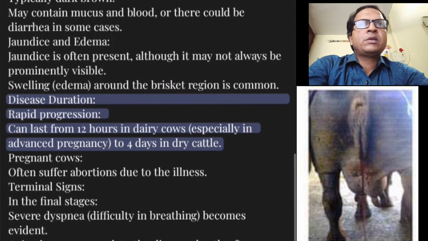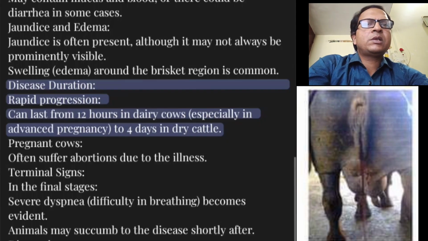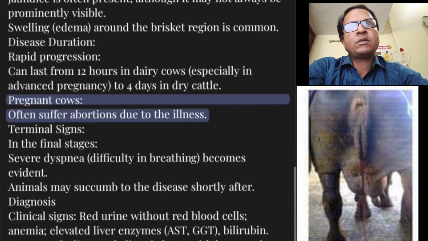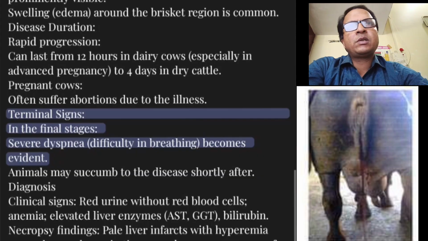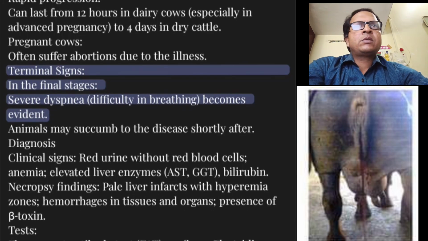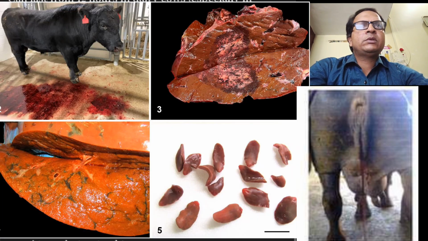Disease duration: rapid progression, can last from 12 hours in dairy cows, especially in advanced pregnancy, to 4 days in dry cattle. Pregnant cows often suffer abortions due to the illness. Terminal signs: in the final stages, severe dyspnea, difficulty in breathing, becomes evident. Animals may succumb to the disease shortly after.